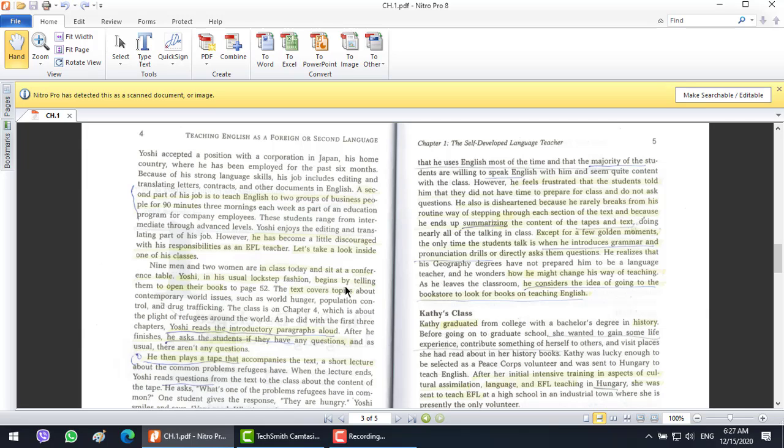He begins by telling the students to open their books. After that, Yoshi reads the introductory paragraphs aloud. He asks the students if they have any questions. So, you can see that Yoshi used the traditional way. He is standing in the middle of the class and makes the students read the passage.